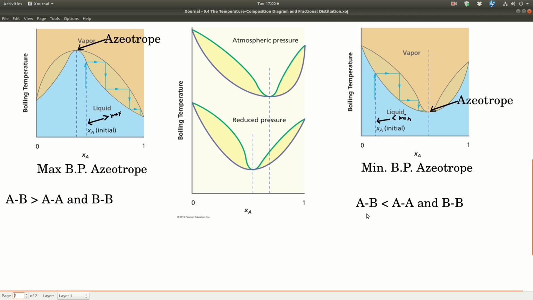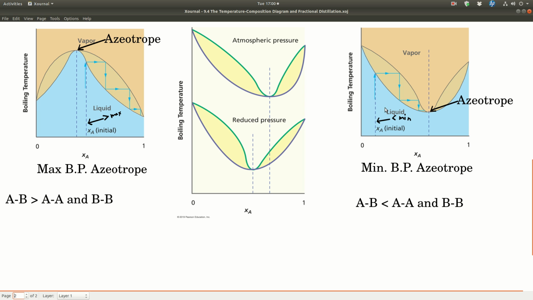Now, if the intermolecular forces between the components, the solute and solvent, are weaker than the intermolecular forces between the solute particles with themselves and the solvent particles with themselves, then we get what's called a minimum boiling point azeotrope. And that makes sense also, because if the intermolecular forces between the solute and solvent particles are weak, then it's easier to boil the solution, and the boiling point will be lower than that of the separate components.